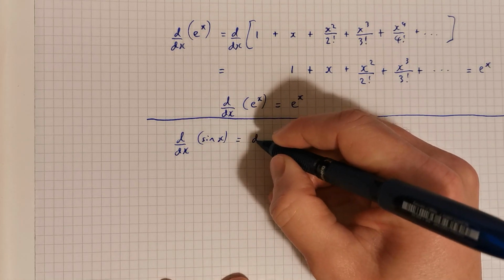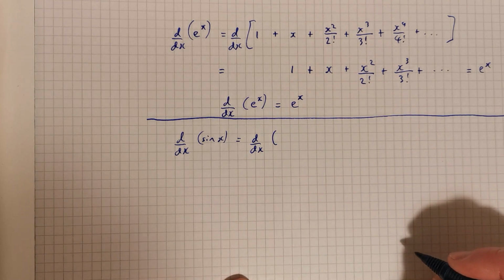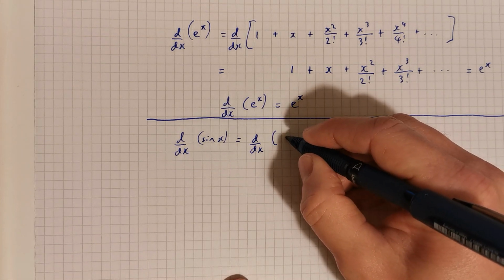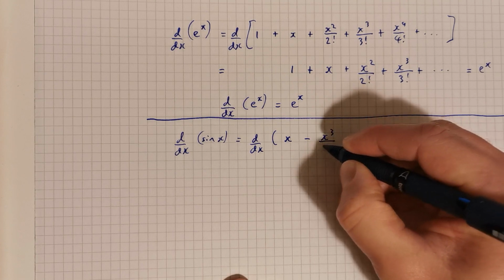So we're taking the derivative with respect to x of, and I wonder, can you remember what the Maclaurin series for sine of x was? You know, pause the video, think if you can write it down. And let me write it in now. It's x minus x cubed over 3 factorial.